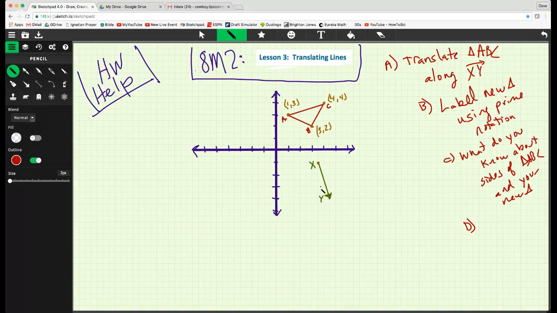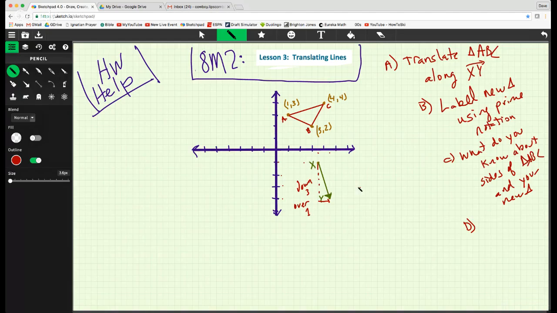So we're going to translate triangle ABC along this vector. And let's notice this vector here. In this vector, we go down 3 and over 1. Right? We go down 3 from 1, 2, 3, and we go over 1, from 3.5 to 4.5, and we go down from 1 to 4. So we go down 3 and over 1.